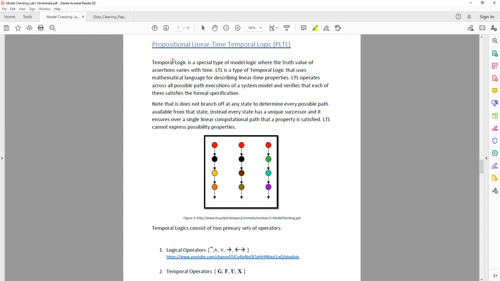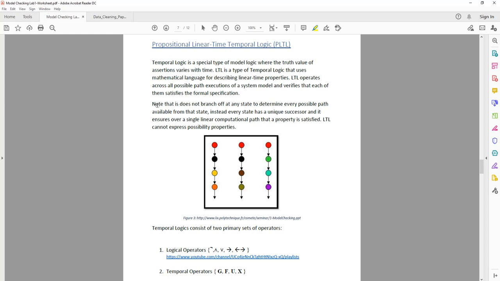Temporal logic is a special type of modal logic where the truth value of assertions varies with time. LTL is a type of temporal logic that uses mathematical language for describing linear time properties. LTL operates across all possible path executions of a system model and verifies that each of them satisfies the formal specification. Now you notice that we've gone from PLTL to LTL, but they're essentially the same thing. It's basically linear time temporal logic that uses propositions. It's the same.